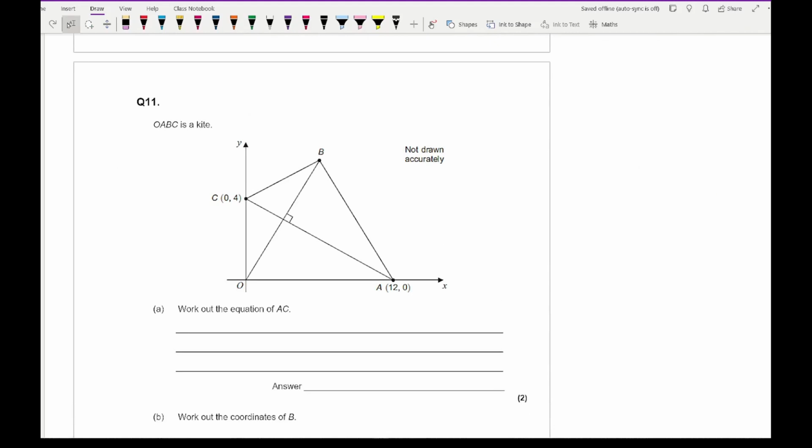Moving on to question 11, it says OABC is a kite, and the question is asking us first to work out the equation of AC. So to work out the equation of AC, the first thing I need to do is work out the gradient. So here m equals, now we know that the difference in y is 4, and the difference in x is 12, so simplifying that, it's going to be 1 over 3. And we know the y-intercept is 4, so c equals 4, so the equation is going to be y equals a third x plus 4.